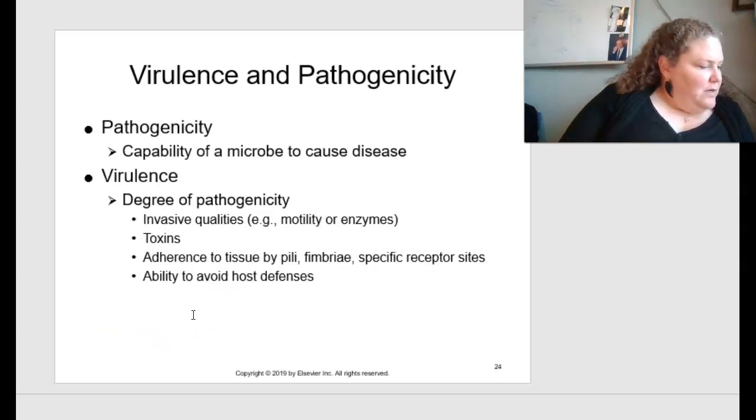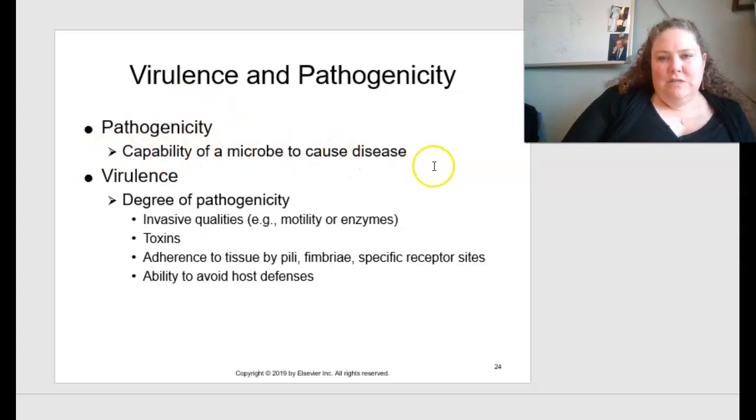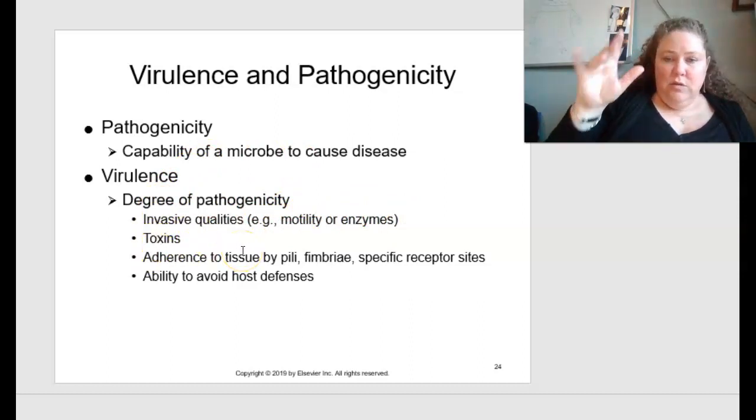So what about virulence and pathogenicity? Well, what is pathogenicity? This is the capability of a microbe to cause an actual disease. And virulence is the degree of pathogenicity. Examples of that would be invasive qualities. For instance, how well they can move, if they have enzymes, if they're toxins, if they can stick to tissue by the pili, the fimbriae, the specific receptor sites.